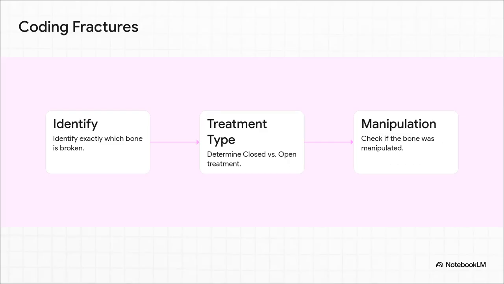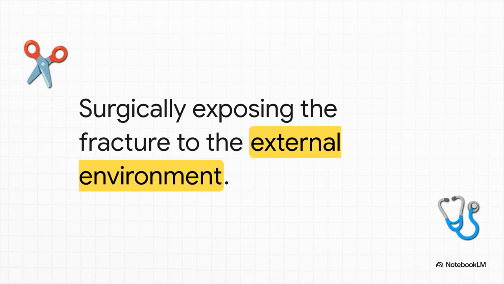Now, when you're coding these fractures, you absolutely cannot guess. You have to follow a strict 3-step process every single time. First, identify exactly which bone is broken. Second, determine if the surgeon used a closed or an open treatment method. And third, check if they had to manipulate the bone, which is just a fancy way of saying they physically pushed or pulled the bone back into proper alignment. The biggest hurdle is step 2, closed versus open treatment.